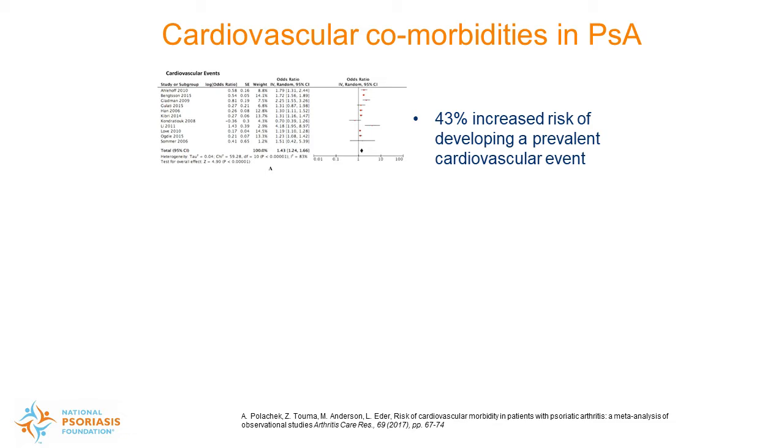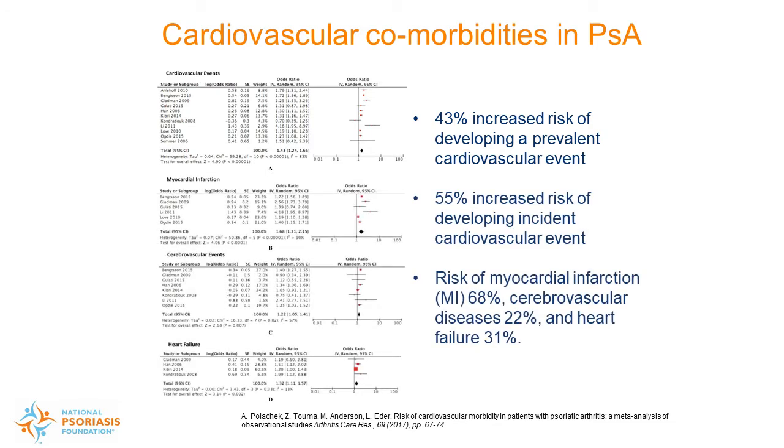The mechanisms are not well examined, but it is really interesting that the majority of the people that are dying early with psoriatic arthritis are dying due to cardiovascular disease. And so when we look further at this meta-analysis, we see a 55% increased risk of developing an incident cardiovascular event. So during the time, new cases of cardiovascular event. And then the risk of myocardial infarction goes beyond that. So most of them are MIs, but you can also see strokes and you can also see heart failure. So different types of cardiovascular diseases as well.